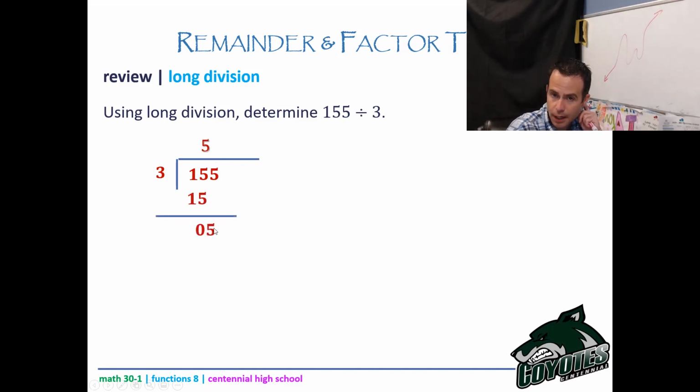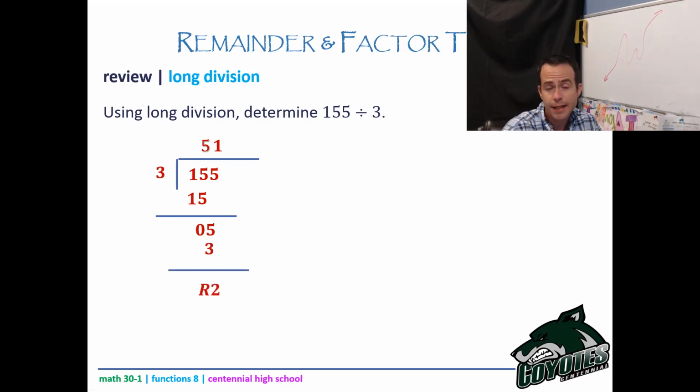Then I bring my other 5 down to join with that 0, and now I'm asking myself how many 3's go into 5. I'm still trying to get rid of what's on the left. It's just now that I'm working with this leftover piece instead of the original piece, okay? So with the leftover piece, I'm trying to get rid of the 5. How many 3's fit into 5? There would be 1. 1 times 3 is 3, and then I have a remainder of 2.